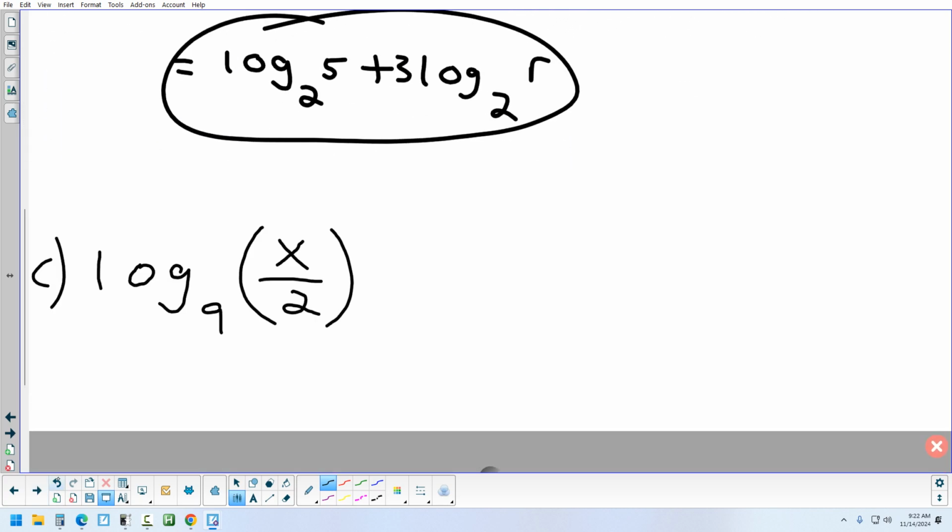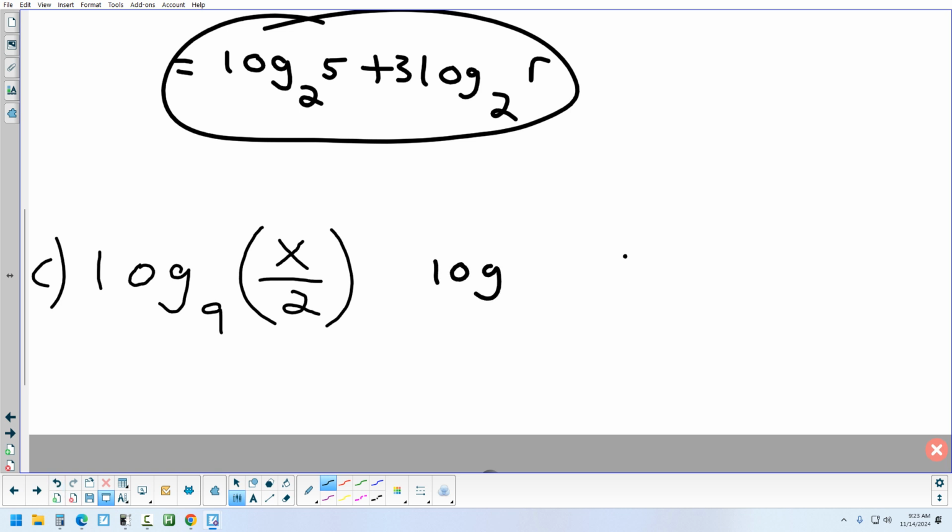Let's look at this one. Log base 9 of x divided by 2. We're going to split that up. Cecilia, how many logs is that going to split up into? 2. Yep, so we're going to have 2. What's going to be the base on each log? 9. Are we going to be adding the 2 logs, or are we going to be subtracting them? Subtract. Yeah, we're going to subtract them because it's division. Big difference there. We're subtracting the 2 logs.